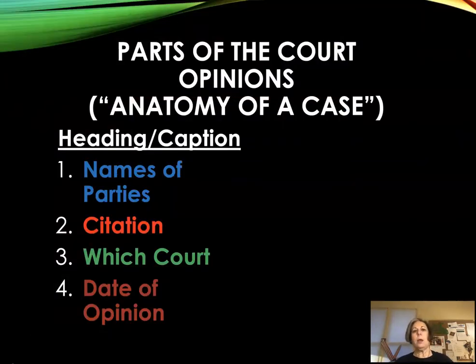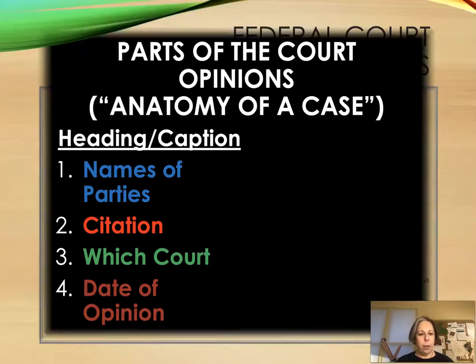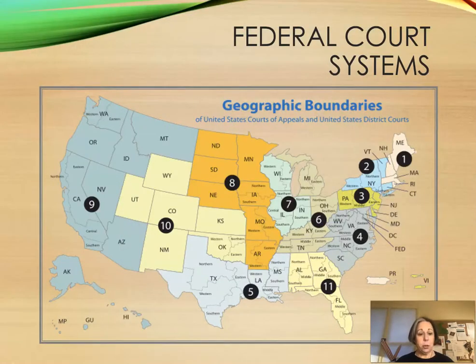So, parts of a court opinion. This is the anatomy of the case. First thing you want to look at is the names of the parties. So, Fisher versus Carousel, first of all, was heard in the Supreme Court of Texas. The case you're looking at is from the Supreme Court of Texas, so that is in the 5th Circuit.